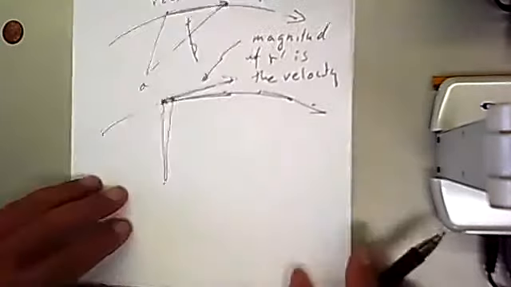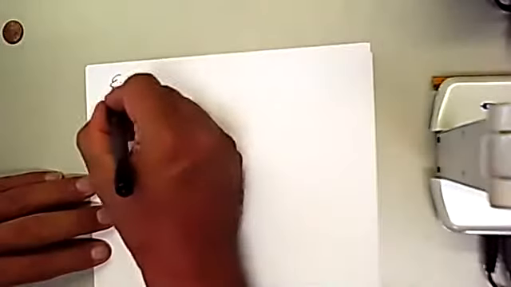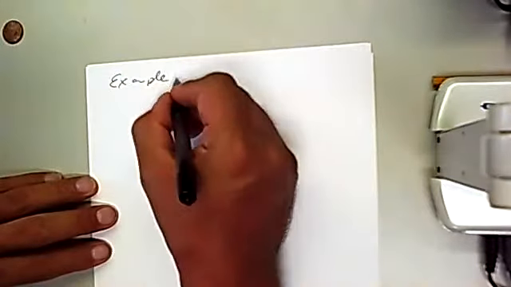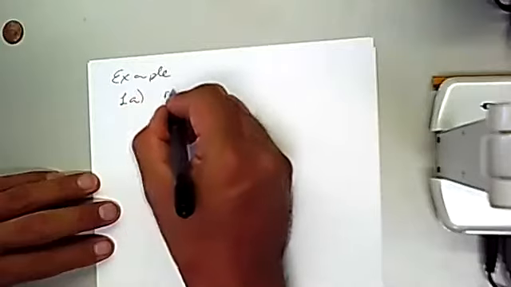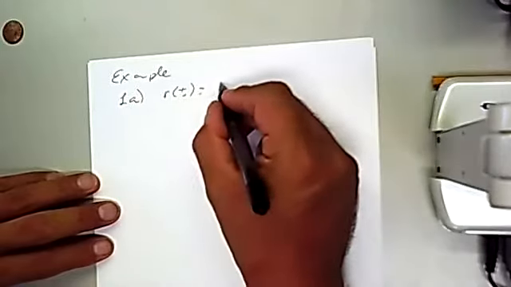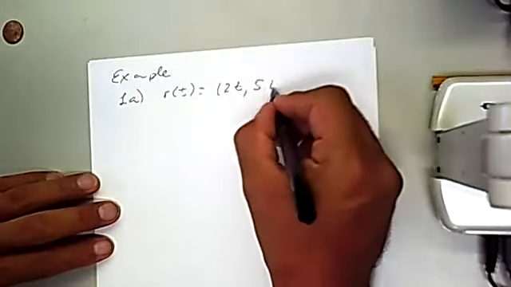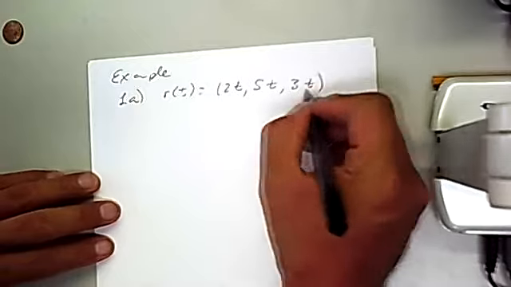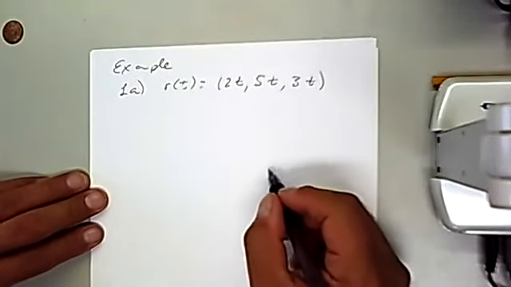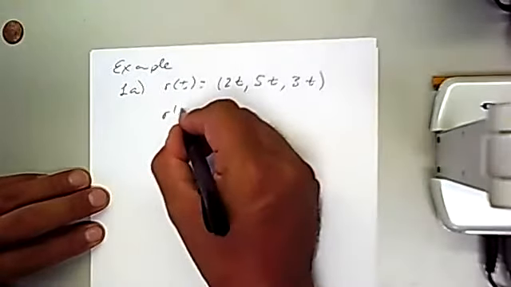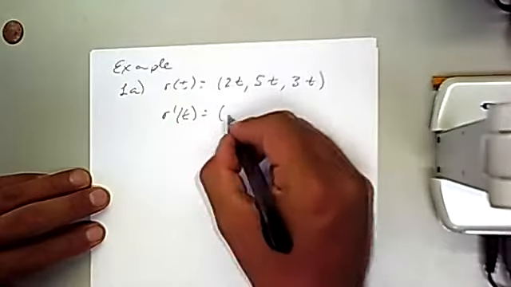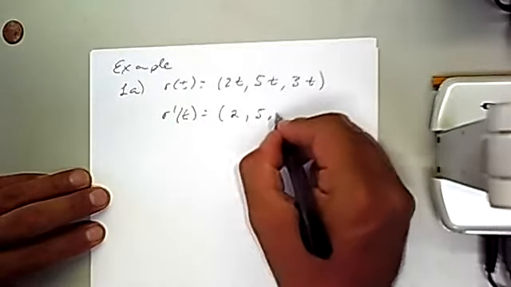Let's show some examples of derivatives. So example 1a, let's say r of t is equal to 2t, 5t, 3t. So this is a straight line passing through the origin. The derivative at any point is going to be 2, 5, 3.